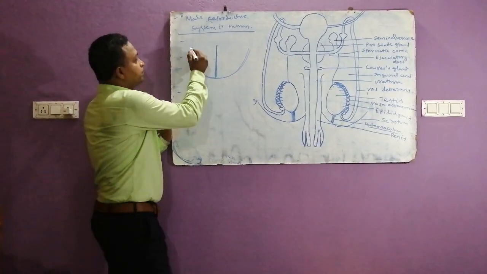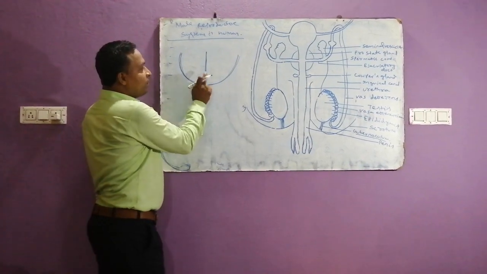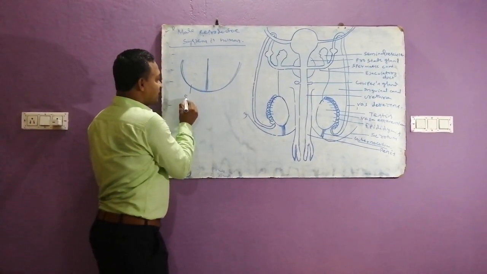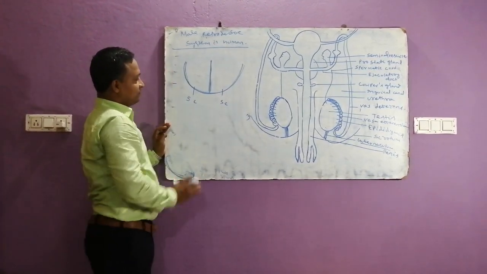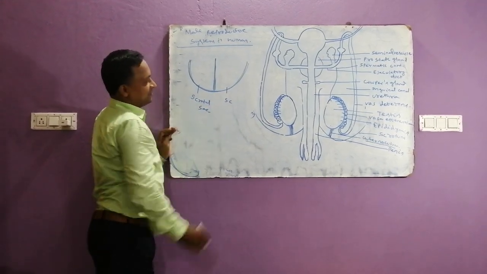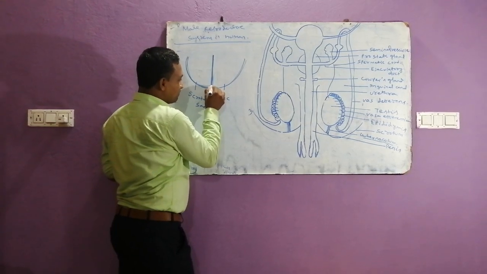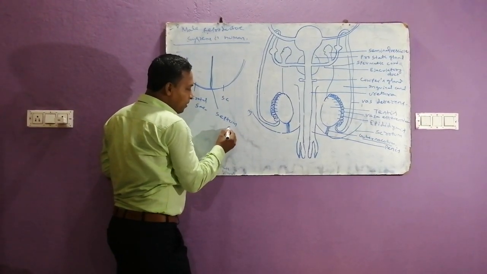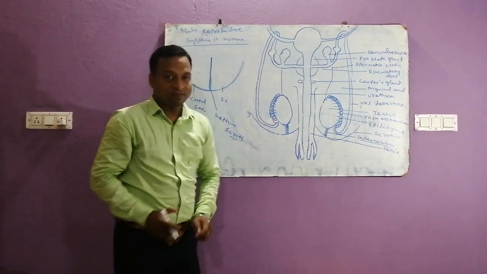Okay. This is the structure of the scrotum. The scrotum is divided into two scrotal sacs. This one is a scrotal sac, and this one is a scrotal sac, by a septum whose name is called septum scrotum. Yes, try to understand.